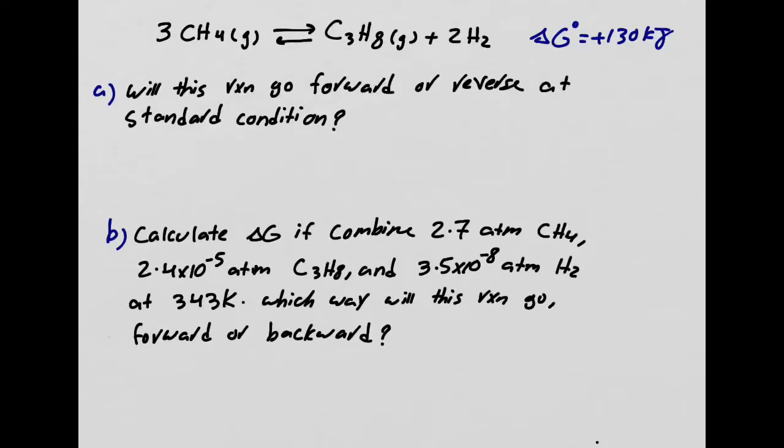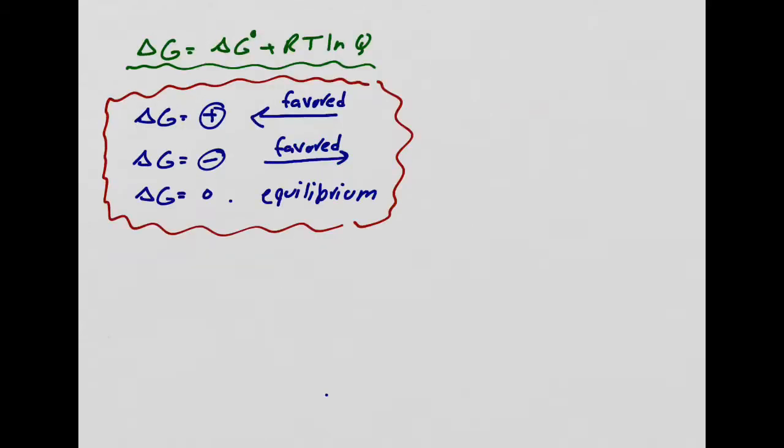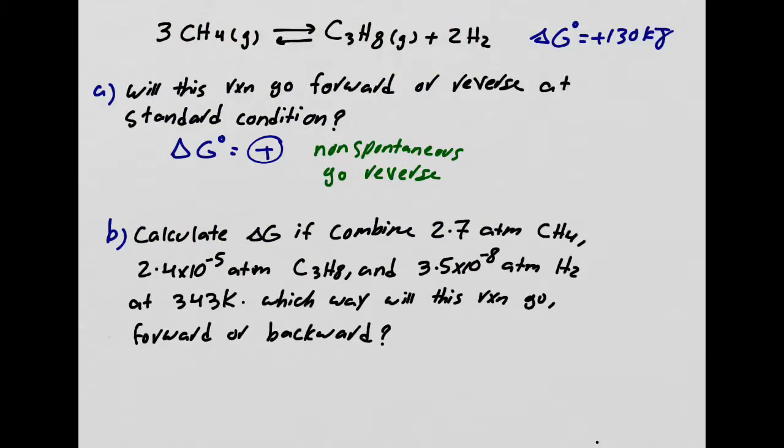Here's our problem. So here's our reaction over here, and the question is, will this reaction go forward or reverse at a standard condition? Now you have to look at delta G, right? We talked about that. If I look at the delta G, my delta G is positive. If delta G is positive, what does that mean? This is a non-spontaneous reaction, right? It will go reverse. It's going to go back to the reactant. We talked about it here. Because delta G is not favored, it's going to go to the reverse reaction. So far, so good. Okay, that part hopefully was easy.